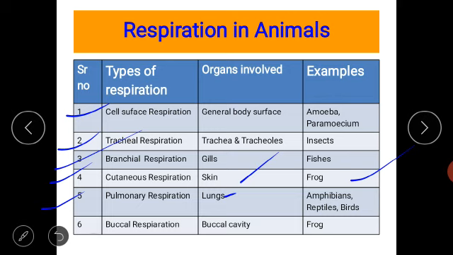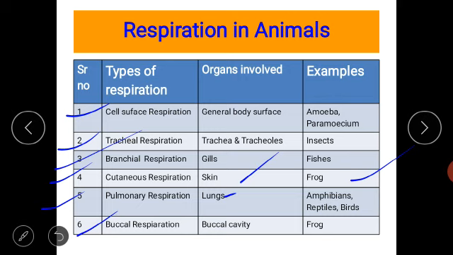Next is buccal respiration. The organ involved is the buccal cavity. The example is the frog. So here you can see the fourth and sixth types both concern the frog. Let me tell you that a frog can carry out respiration in three ways: through the buccal cavity, then through the gills, and through the skin.